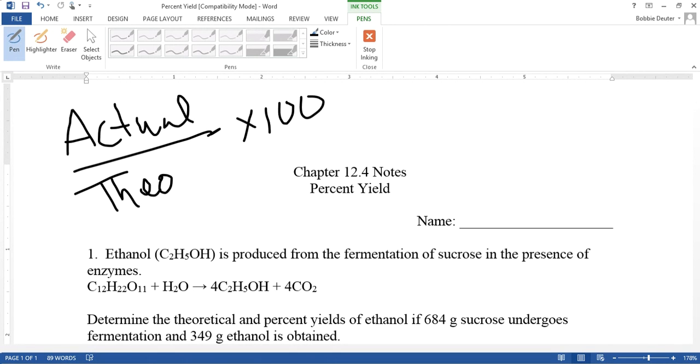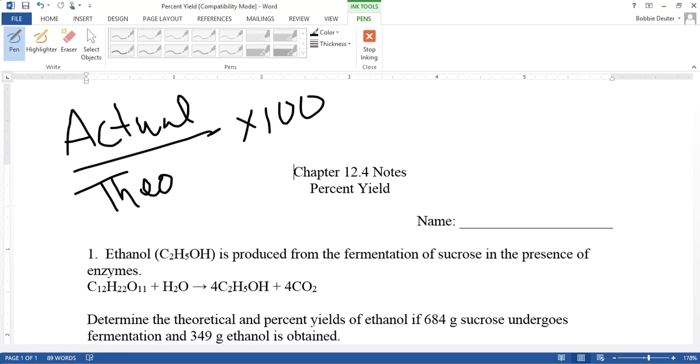Now, do they always equal? No. In actual yield, we have some reasons why they wouldn't. First off, human error. You measured things wrong. You didn't let the reaction run long enough. You just have some simple errors. Maybe some of the product got stuck to the side of the container that it was in. There are tons of reasons why your actual yield will not be the same as your theoretical. Now, it should always be a little bit less than your theoretical.